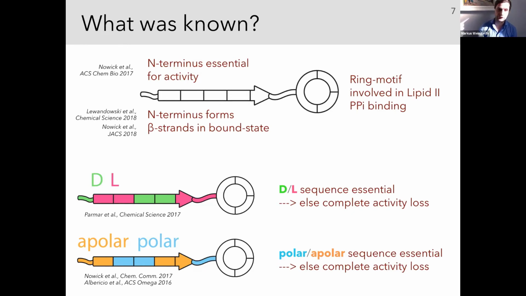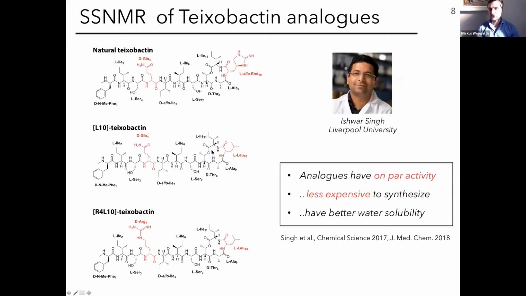we wanted to contribute. Therefore, we teamed up with Ishwar Singh from Liverpool University. Ishwar is an expert in synthetic tioxobactins, and Ishwar discovered that you can actually replace this funky residue enduracididine at position 10 by conventional hydrophobic amino acids. This does not reduce the activity, but it reduces the cost of synthesis by 3 to 4 orders of magnitude. So we use these synthetic tioxobactins for our studies.